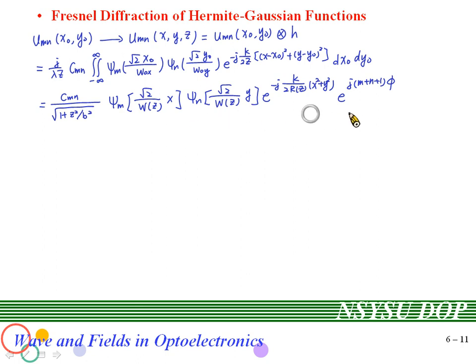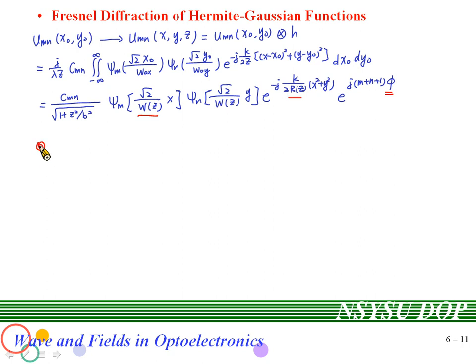This is the final result of the diffraction amplitude of each solution. As you can see, it is still a Hermite-Gaussian function, but there are some important properties. Here you see you still have W of z, R of z, and the phi function.